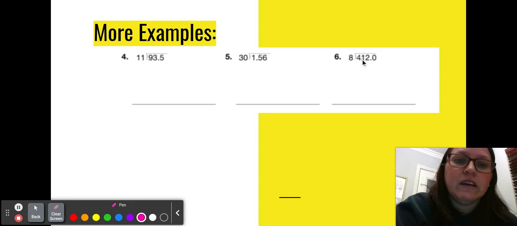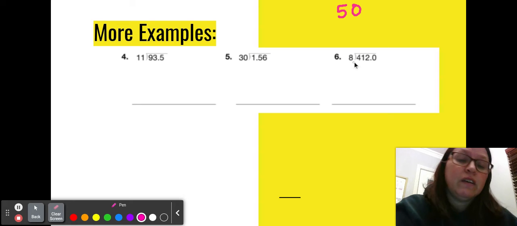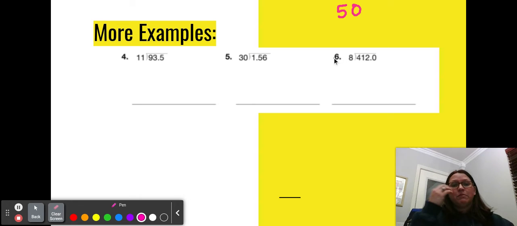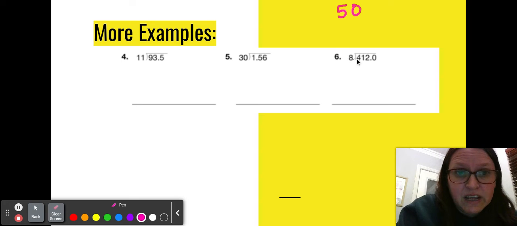I have 8 into 41. I know 8 goes into 45 times. And then I need to add my extra 0 for my 2. So let's check. I'm assuming my answer is going to be probably a little over 50. But 8 goes into 41 5 times. 5 times 8 is 40. 41 minus 40 is 1.